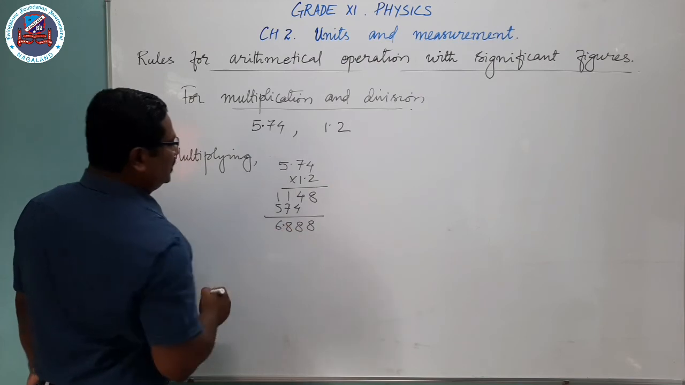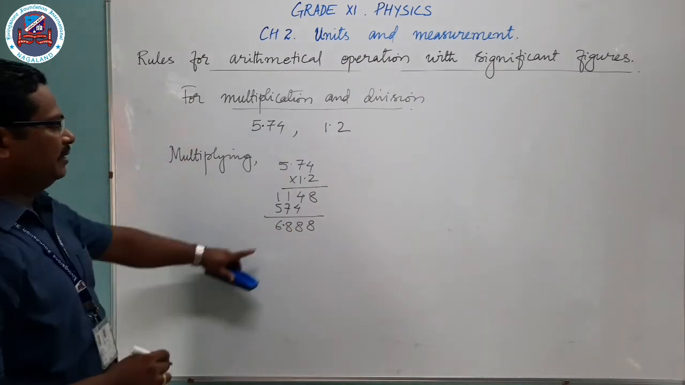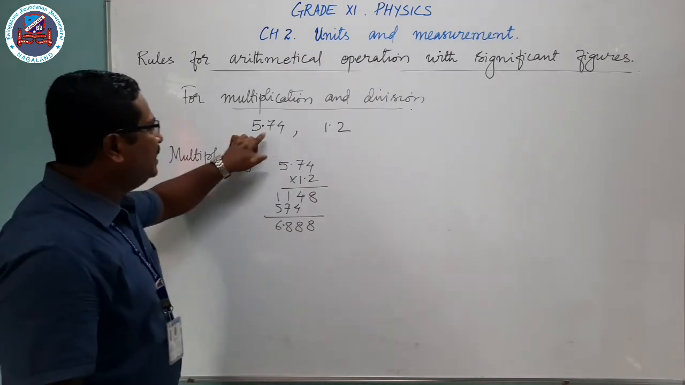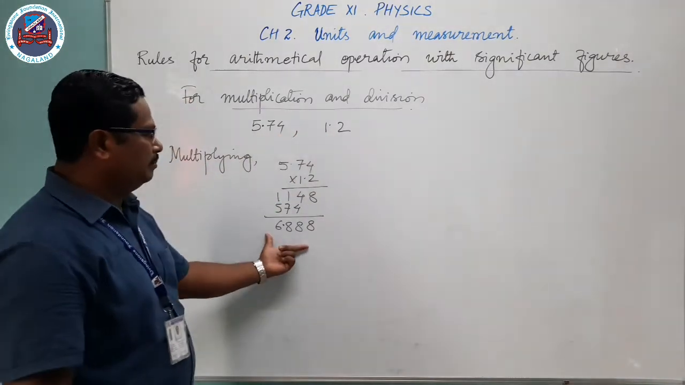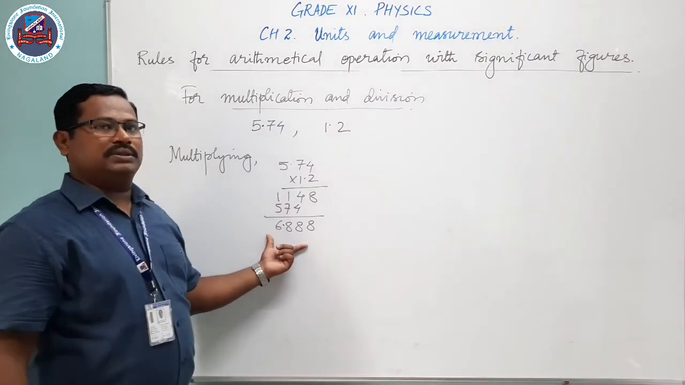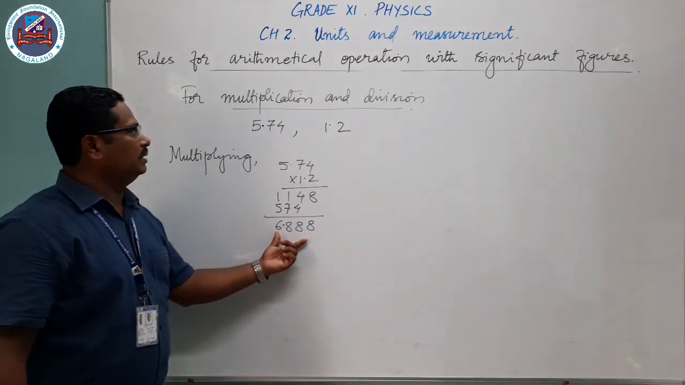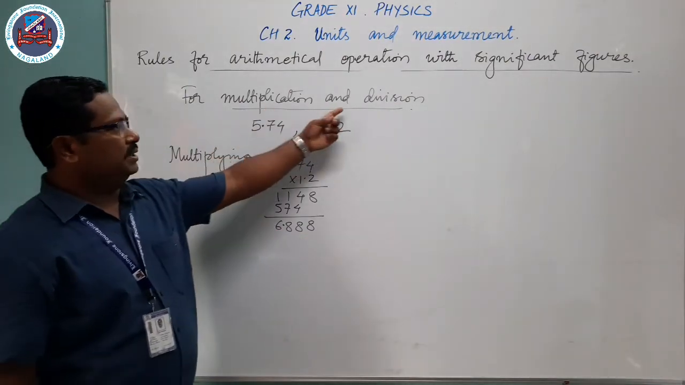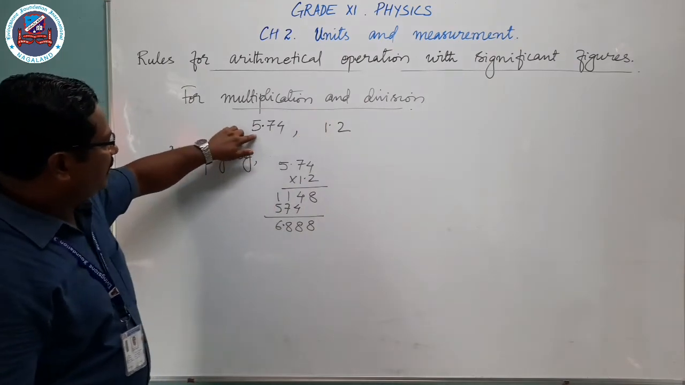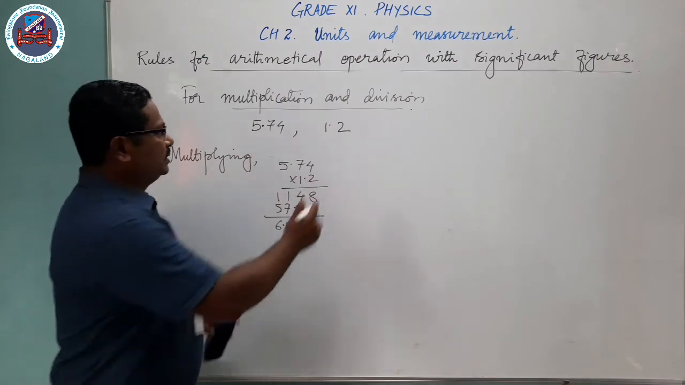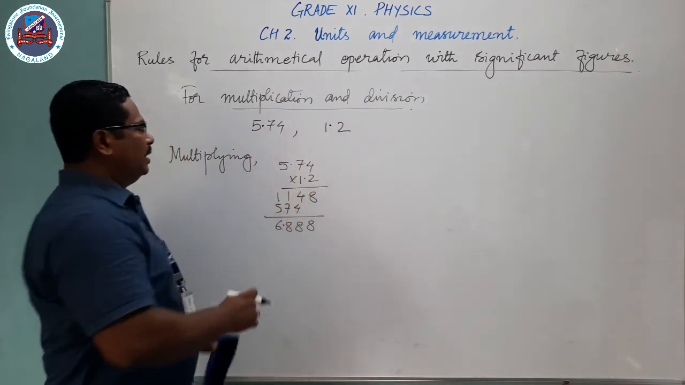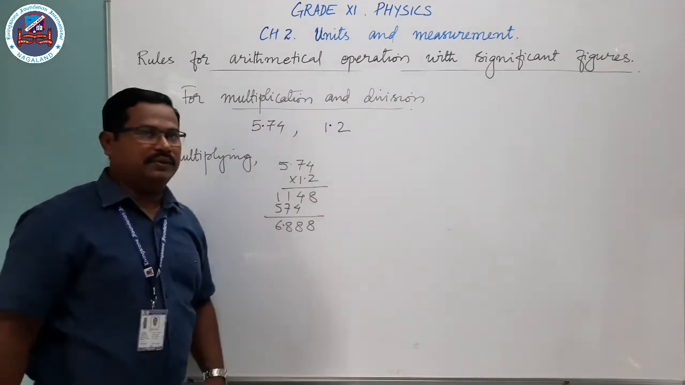Here what you do is, the final result, whichever has the least significant figures, that we'll have to choose and make the answer like them. The same number of significant figures we'll have to write in the answer as well. That is applied in multiplication and division. Here there are 3 significant figures and here there are 2 significant figures. Now I'll have to follow this one, 2 significant figures.